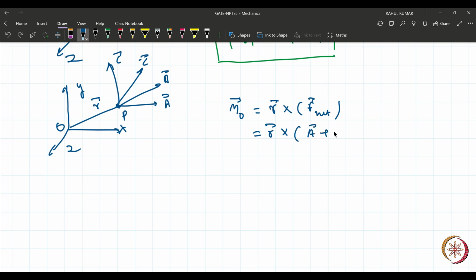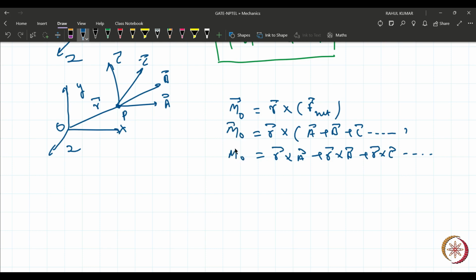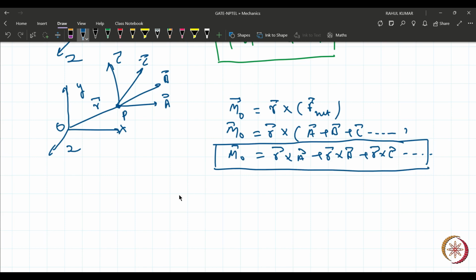So we can write it as A vector, B vector, C vector, and so on, equal to r cross A vector plus r cross B vector plus r cross C vector, and so on. So what does it say? It is saying that if lots of forces are acting on point P, and you want to determine the net moment, then that will be nothing but the summation of all the moments by the individual forces.